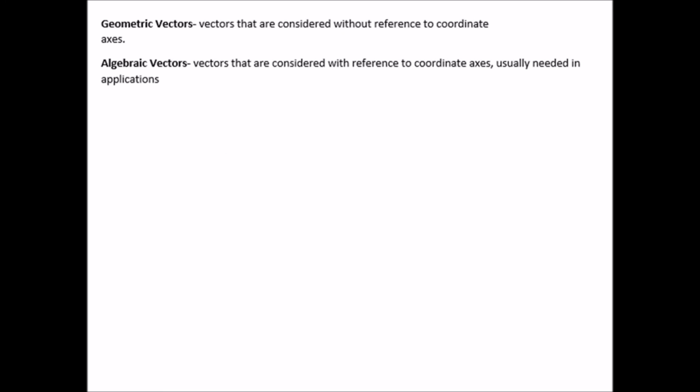Okay, and two more definitions right here. Geometric vectors. These are vectors that are considered without reference to coordinate axis. Okay, but algebraic vectors are vectors that are considered with reference to a coordinate axis. Usually, this is what's needed in applications. When we say coordinate axis, we just mean, say, for example, like the x and the y axis. And what we're looking at here is basically this number line that goes like 1, 2, 3, 4, 5, 6, and so on. And then 1, 2, 3, 4, 5, 6, and so on.